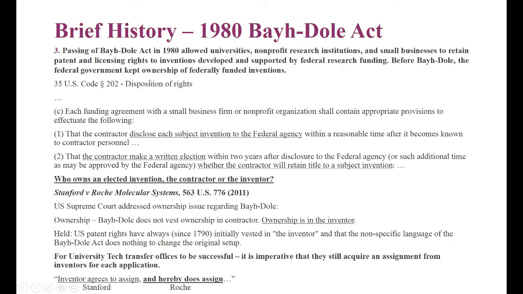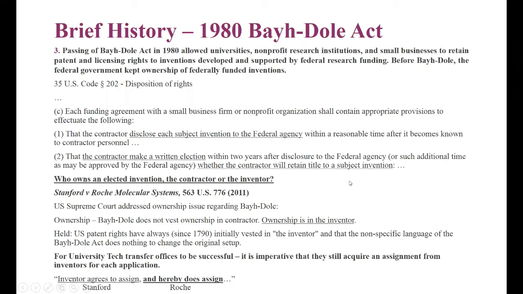I'll show you there. You see the statute there under Section 202 of 35 USC. Each funding agreement shall do the following. The contractor, in point 1 there, must disclose the invention to the federal agency. And then here's the important part. In point 2, the contractor can make a written election within 2 years after the disclosure to determine whether or not the contractor, here the university, will retain title to the subject invention. So you have to just notify the agency in writing.